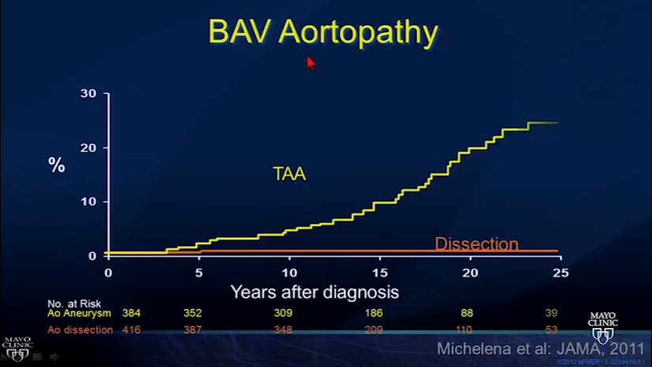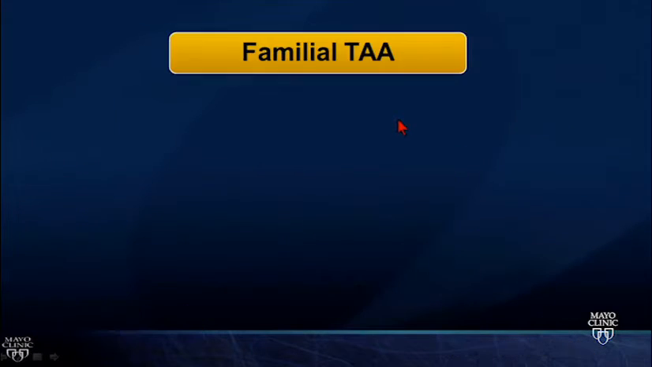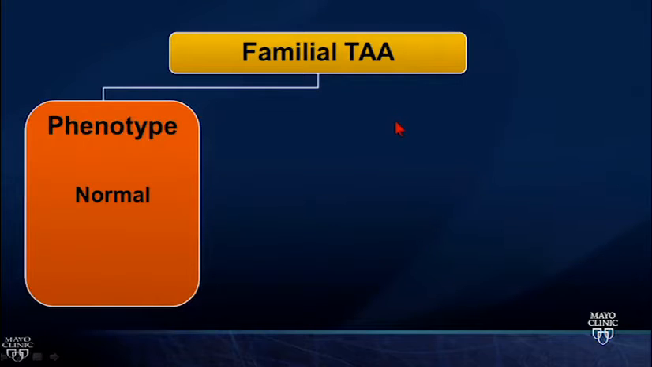And this is the natural history study that Dr. Michelena published, showing that these patients do develop the thoracic aortic aneurysms, but they have a low dissection risk relative to some of these other conditions, lower risk than the Marfan syndrome, but still 8-fold the dissection risk in the general population. The familial people can be hard to figure out because they have a totally normal phenotype.